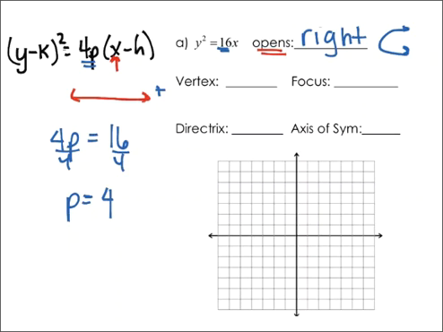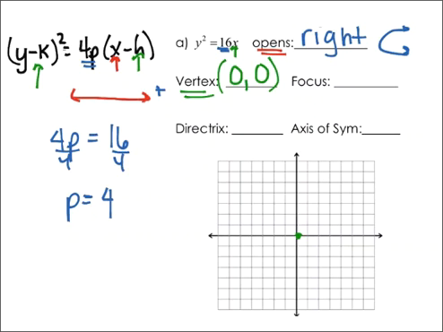Next thing we need is the vertex. Now, the vertex is h, which is added to the x value. Notice there's nothing added there, so I'm going to put a 0. And then there's a k, which is always the term that's added or subtracted to the y value, and notice there's nothing there, so 0, 0. So there's my vertex right there.